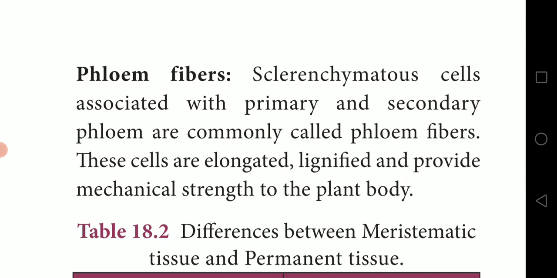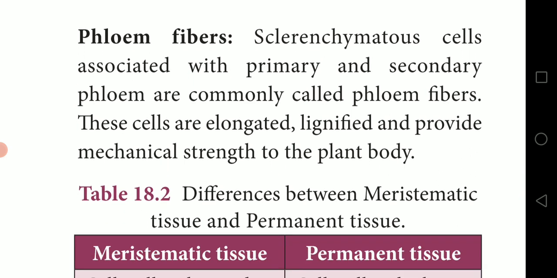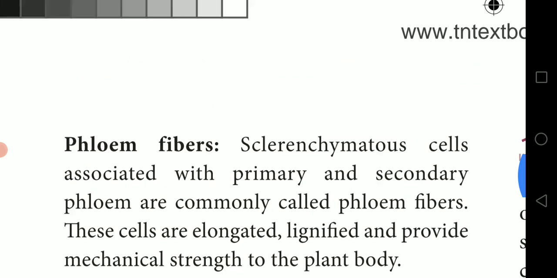Sclerenchymatous cells associated with the primary and secondary phloem are commonly called phloem fibres. These cells are elongated, meaning lengthy, and lignified, becoming woody, and they provide mechanical strength to the plant body.